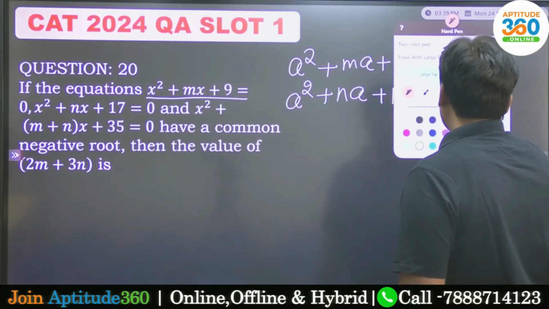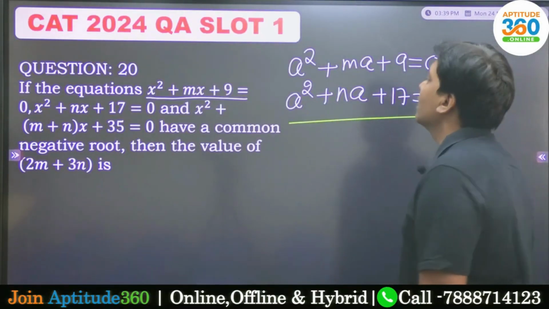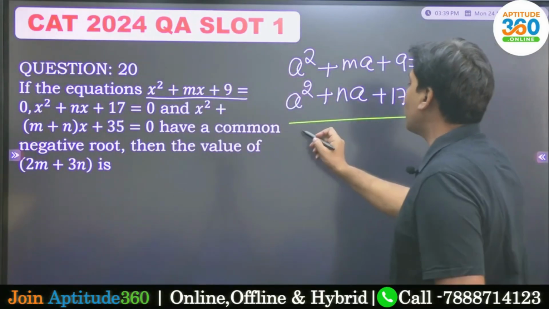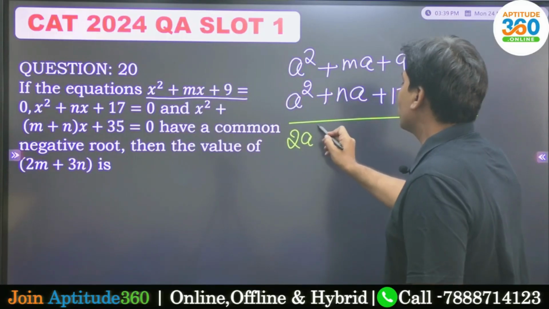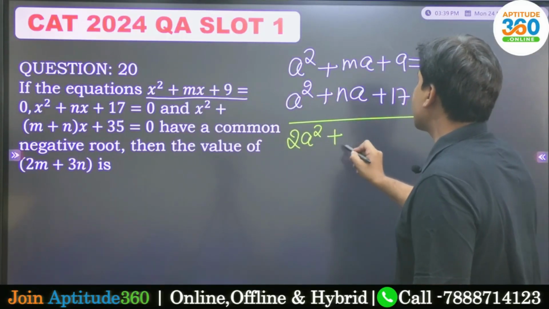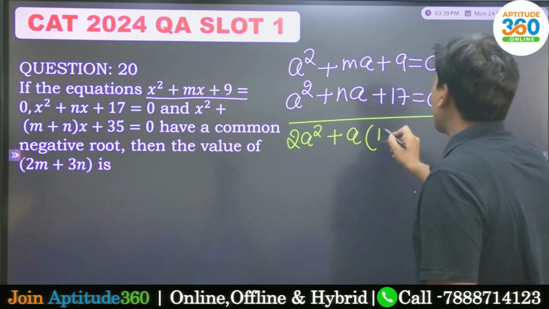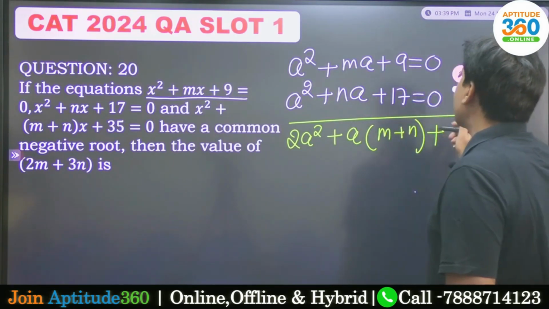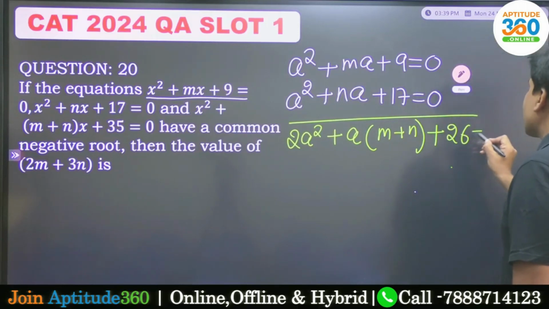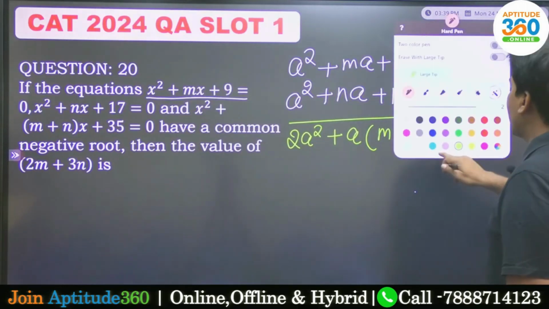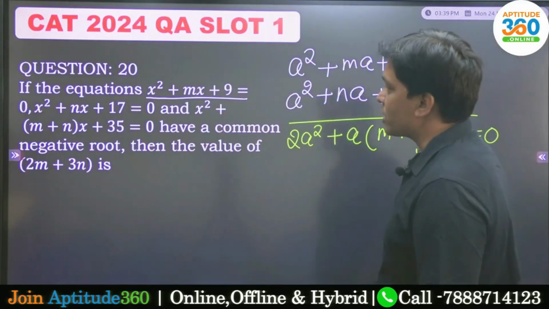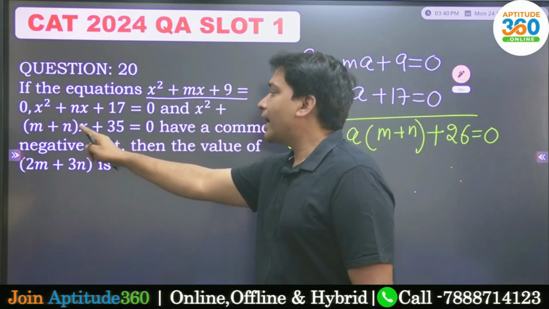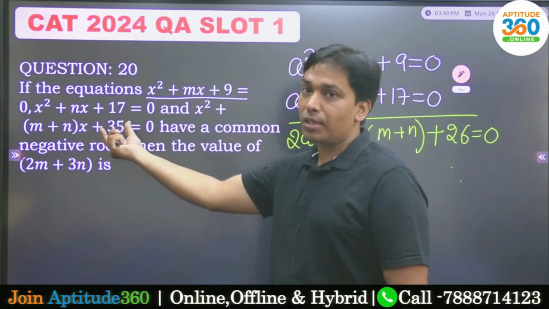So what do we have out here? We have got these two equations. What if you add them up? If you add them up, what is it that you're going to have? You're going to have 2 times a square plus a times m plus n, and then 9 plus 17 will become 26, right? Now let us see where is our third equation. Our third equation is x square plus m plus n times x plus 35 equals 0.